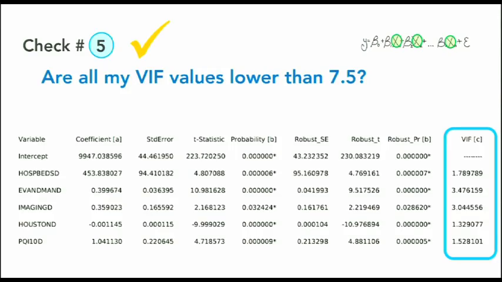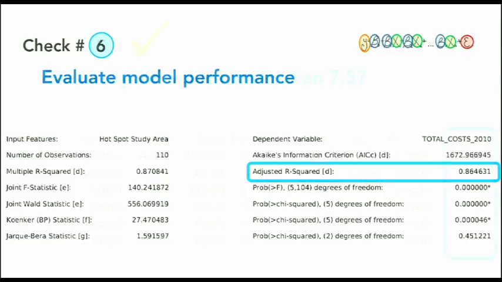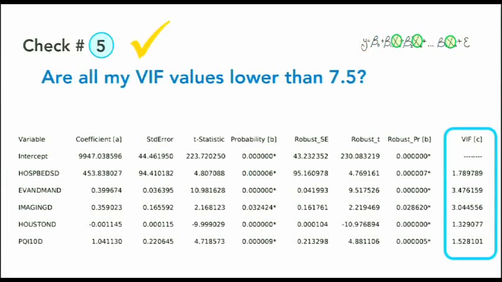So using the VIF values to figure out, it's not like get rid of them both, right? One of them might be really important. You just pick the one that actually helps the model more. So in this case, all of ours were well under 7.5, so we passed this check too.